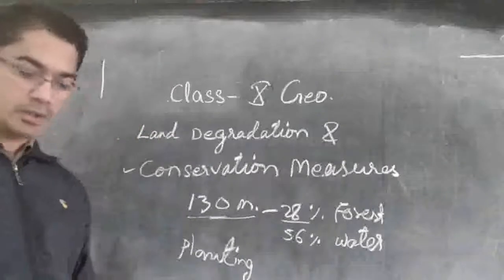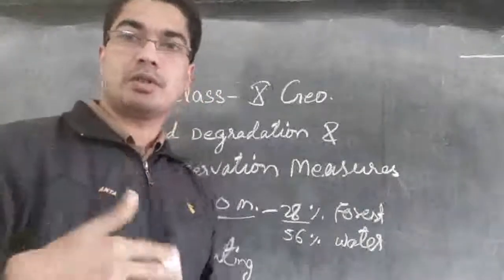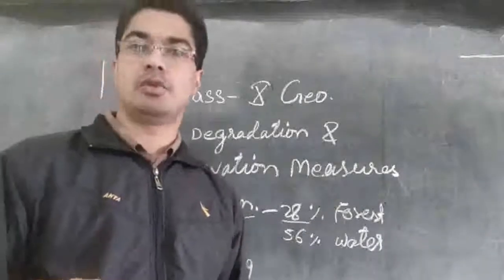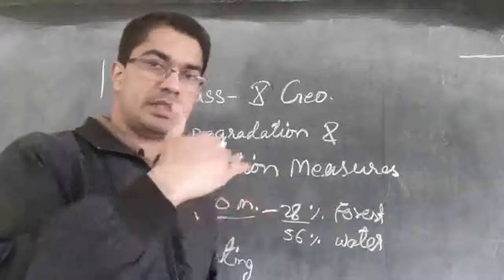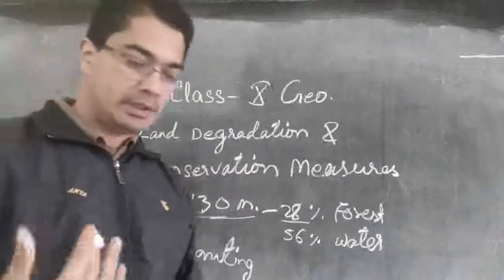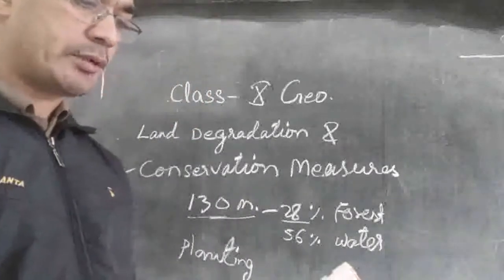And the second one is we have to restrict overgrazing. We should not allow the animals to go on grazing in the same place again and again. So we have to change the place. We should not allow the animals to go on eating grass from the same place. So these are some of the steps we can take.